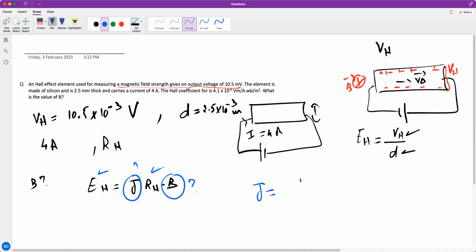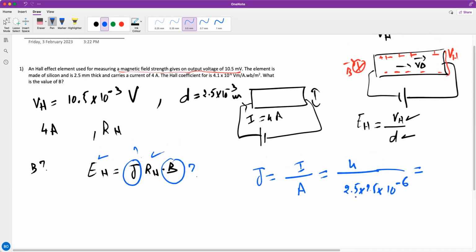Well, we know that J is equal to the current divided by A, and the thickness is 2.5 millimeters. Now you have two choices here. Those who would consider a square, it's okay, or a circle, it's okay. So here you have 4 amperes divided by the area, 2.5 × 10^-3 times 2.5 × 10^-3, which is 10^-6 after converting to meters. So this is J.